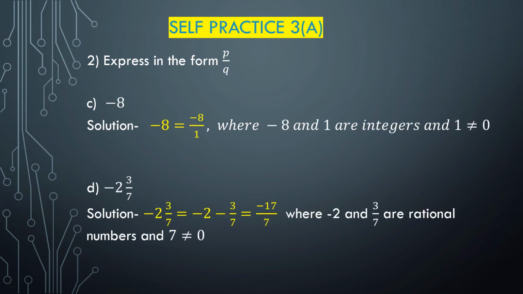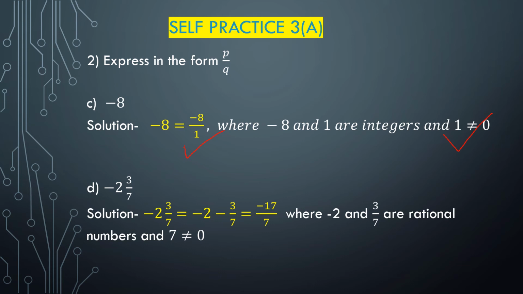Now we solve third bit C. Minus 8. We can write minus 8 as minus 8 divided by 1, where both p, that is minus 8, and q, that is 1, are integers, and q, that is 1, is not equal to 0.